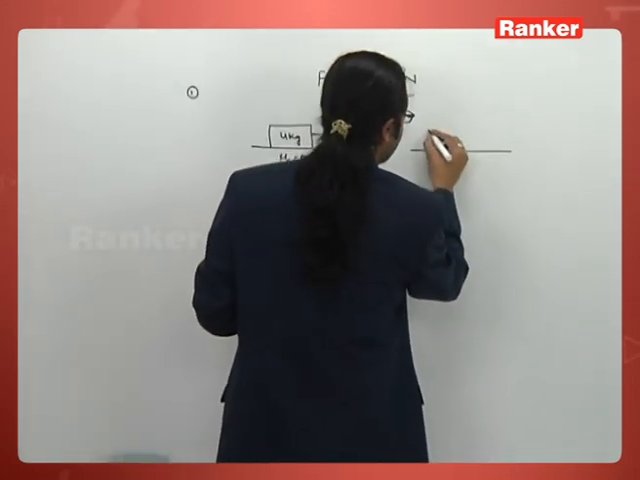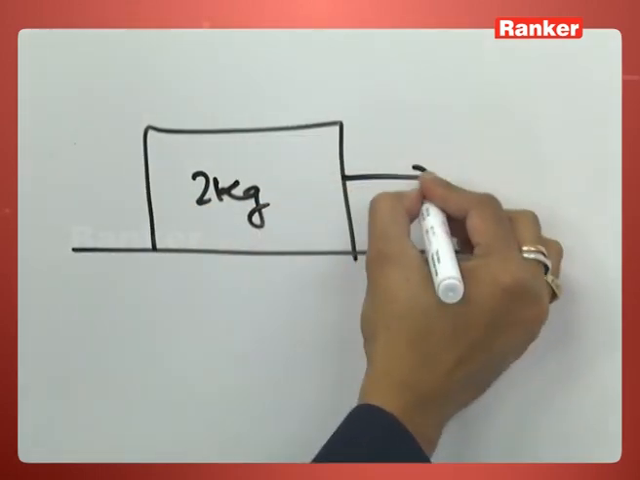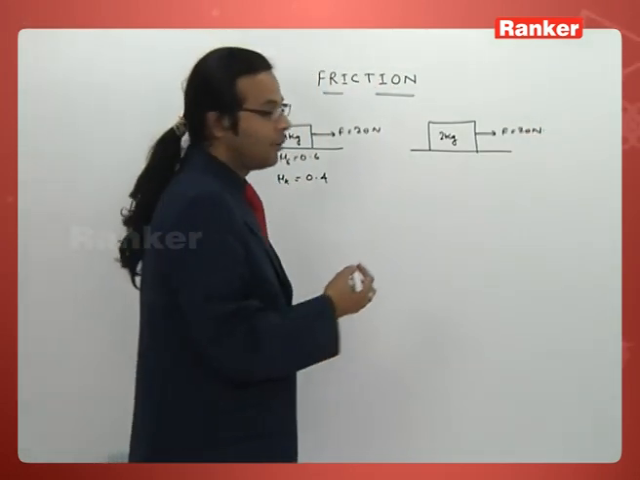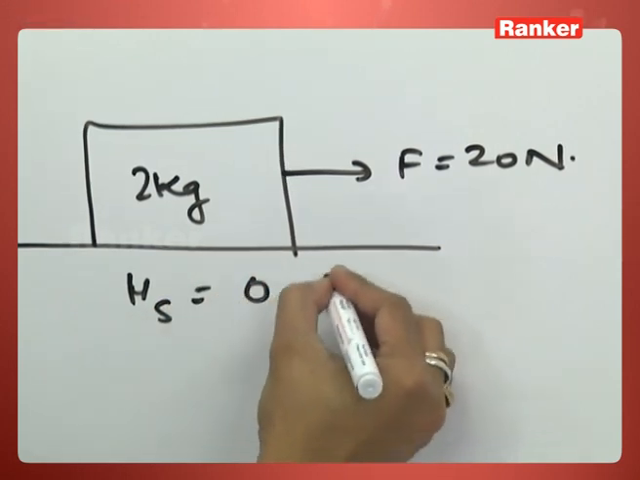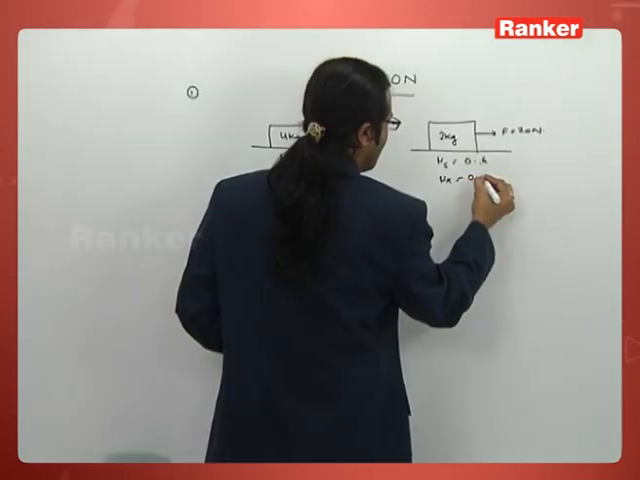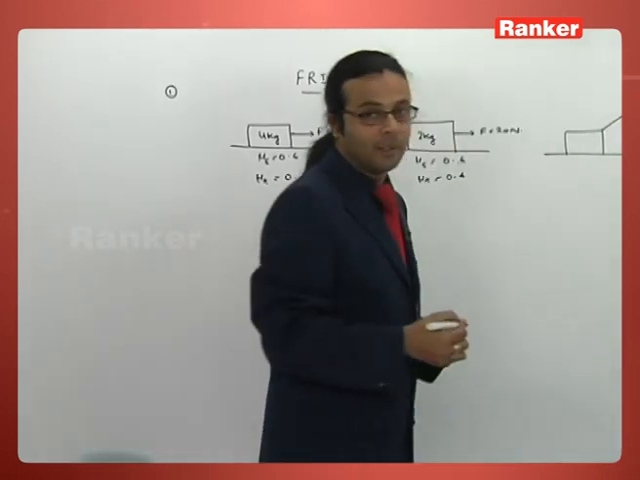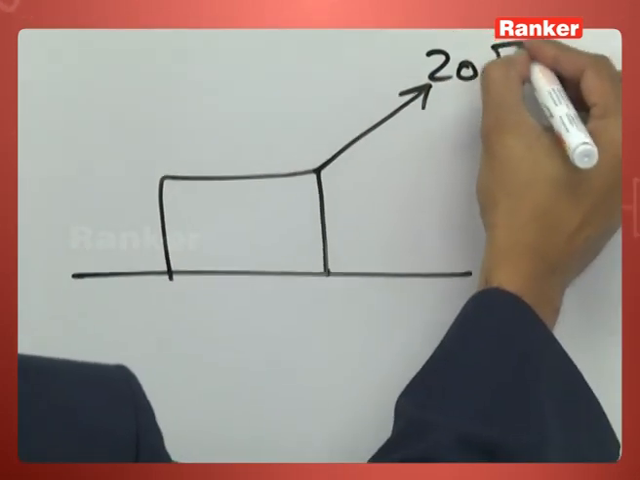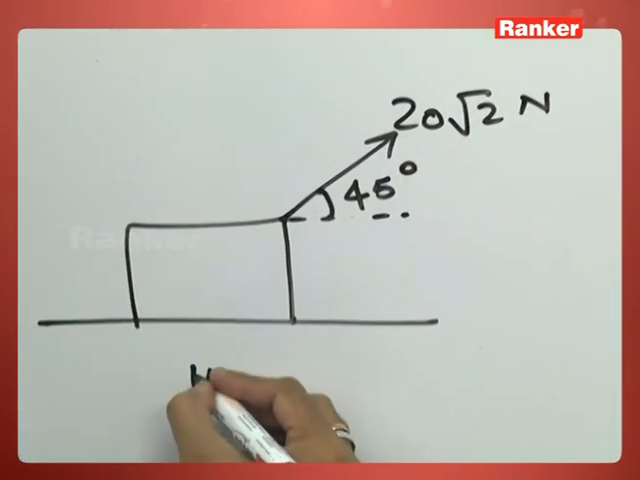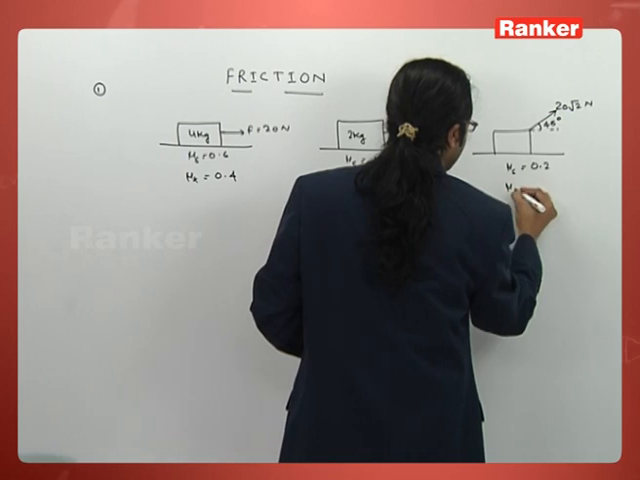Next case, this is a block of mass 2 kg. Here F is equal to the same 20 Newton. Here mu s is 0.6, again mu k is equal to 0.4. And the third case, it is 20 root 2 Newton acting at an angle of 45 degrees. Here mu s is given as 0.2 and mu k is equal to 0.1.